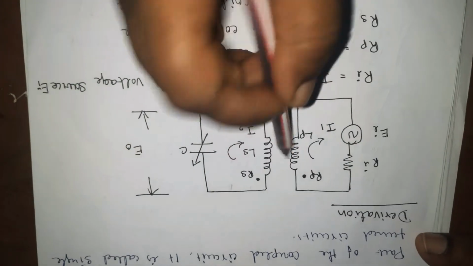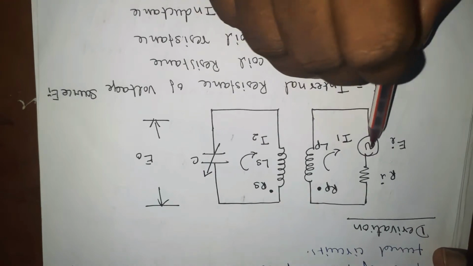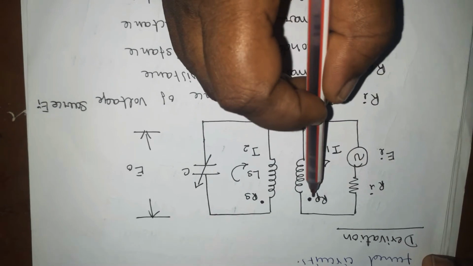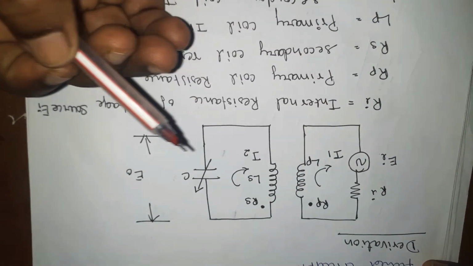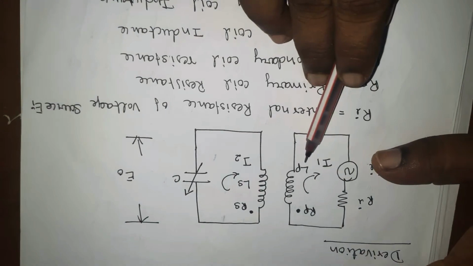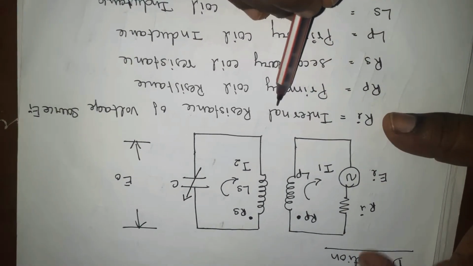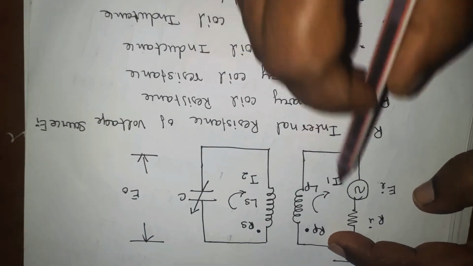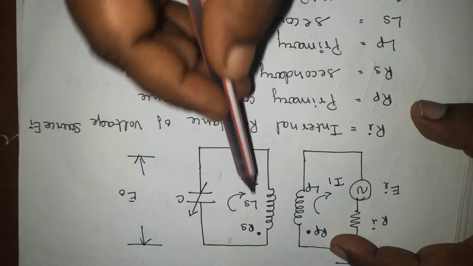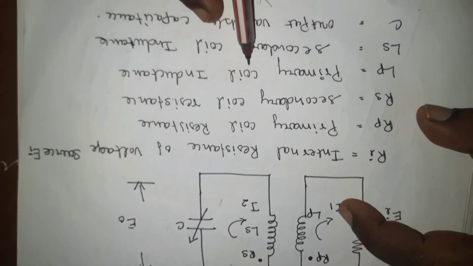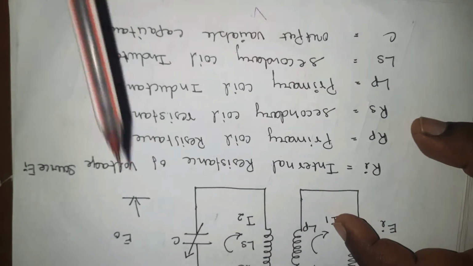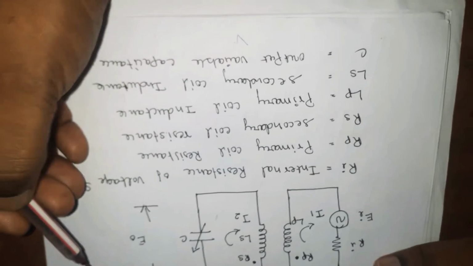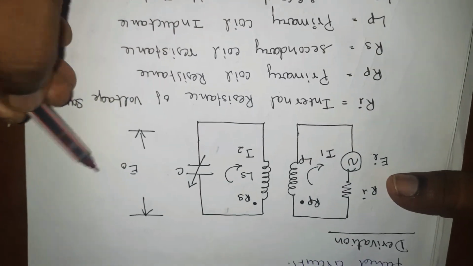Derivation. You see the coupled circuit here. First, Ei is considered as a voltage source. Ri is the internal resistance of voltage source Ei. Rp means primary coil resistance, Rs means secondary coil resistance, Lp is the primary coil inductance, Ls is the secondary coil inductance, and C means the output variable capacitor. Now you are going to find the ratio of E0 and Ei.